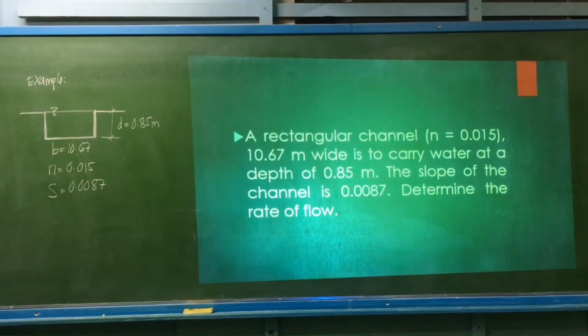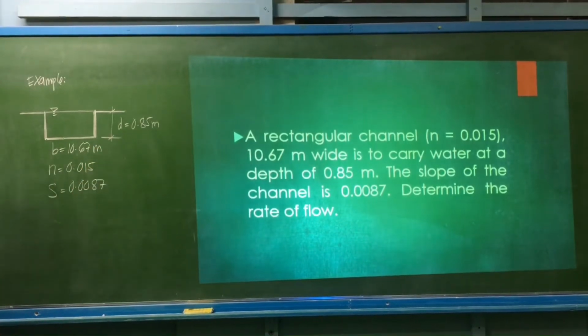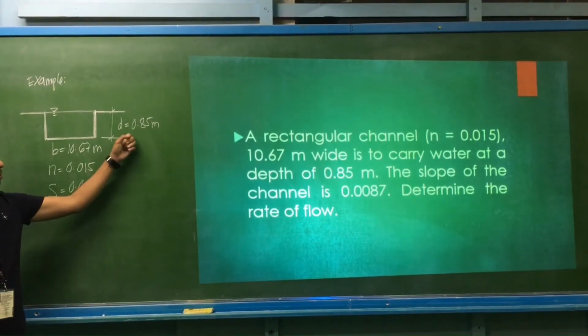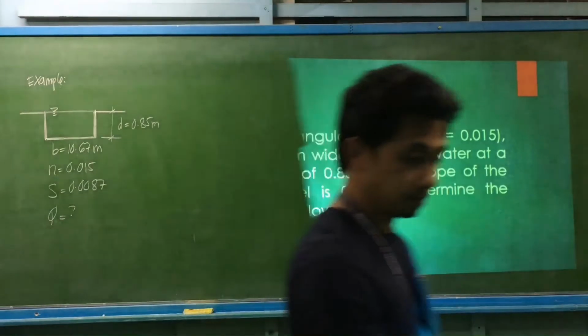Example: let's have a rectangular open channel, or rectangular canal, with a roughness coefficient n of 0.015. The base width is 10.67 meters, carrying water at a depth of 0.85 meters. The slope of the channel is 0.0087. Determine the rate of flow. We are looking for the value of the discharge.